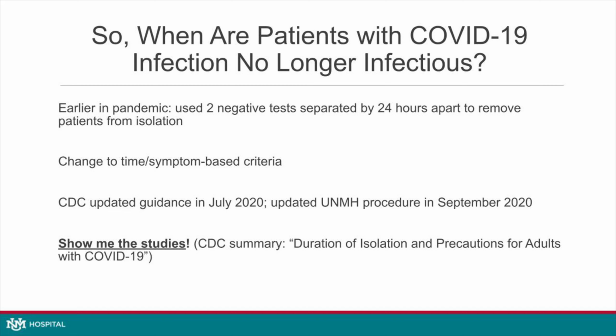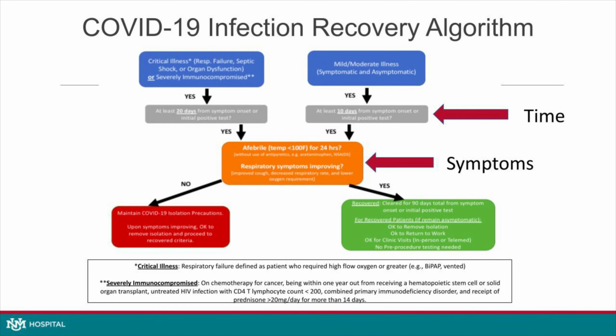I just showed you the studies, and if you wanted to do further reading, then the CDC has a great summary in the section titled Duration of Isolation and Precautions for Adults with COVID-19. Many studies to read there. I just highlighted 2 that I thought were most important. All right, so let's look at our recovery algorithm.